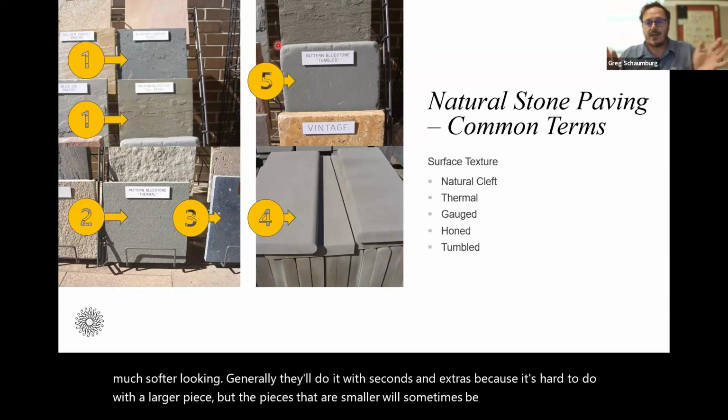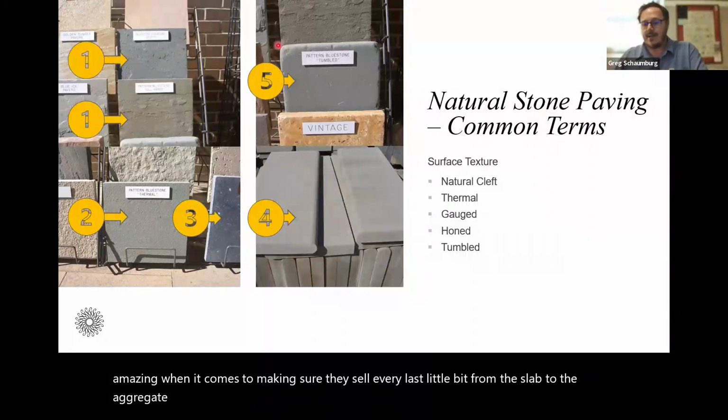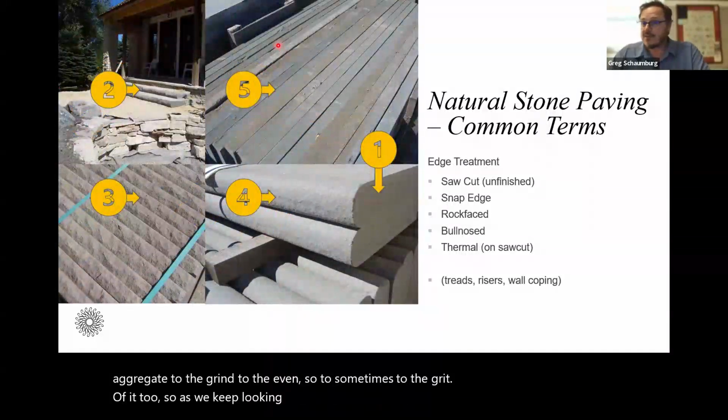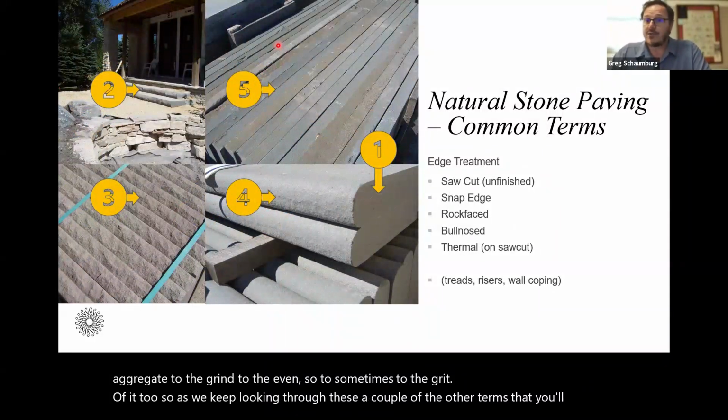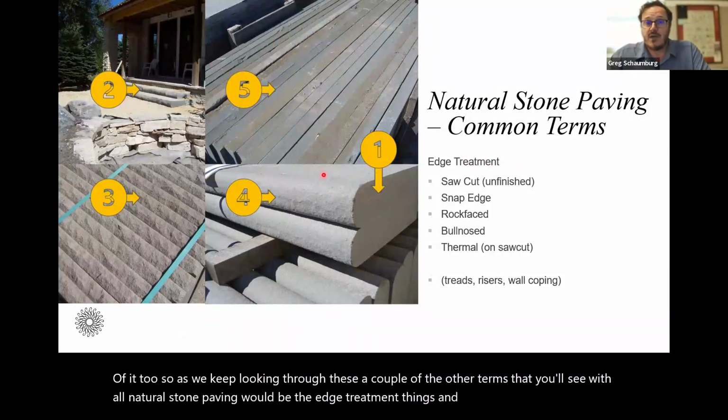Quarries are amazing when it comes to making sure they sell every last little bit, from the slab to the aggregate to the grind, and sometimes even to the grit and the fines of it too. So as we keep looking through these, a couple of the other terms that you'll see with all natural stone paving would be the edge treatments, and we'll go through 5 of these as well.